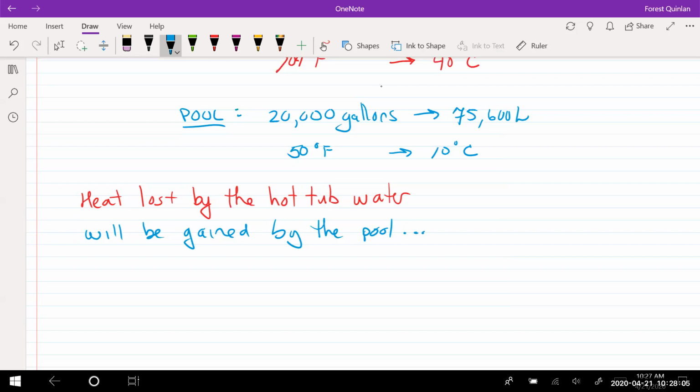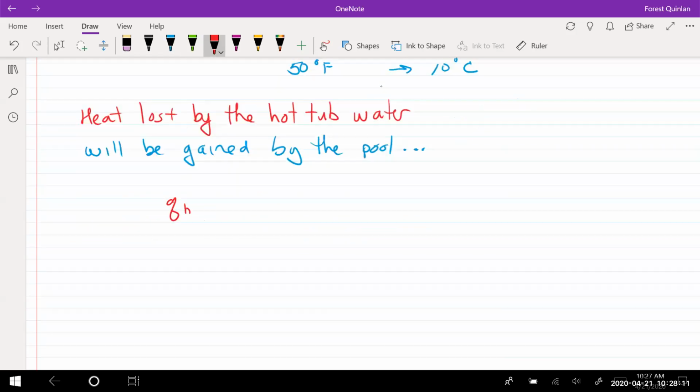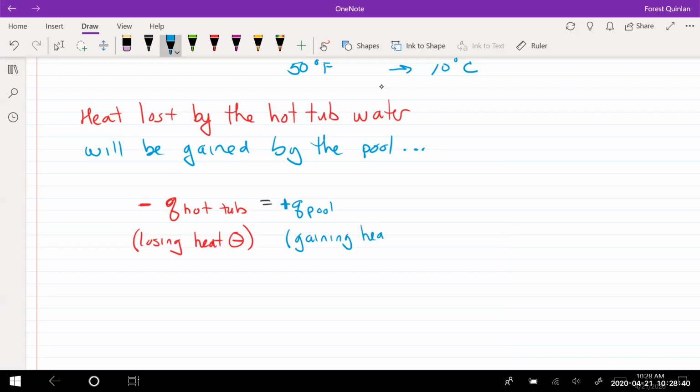That heat is going to be equal to the Q for the pool, because they can't equal each other just like that. One has to lose and one has to gain. So the convention is, if you are gaining heat, you're positive. So this is the convention.